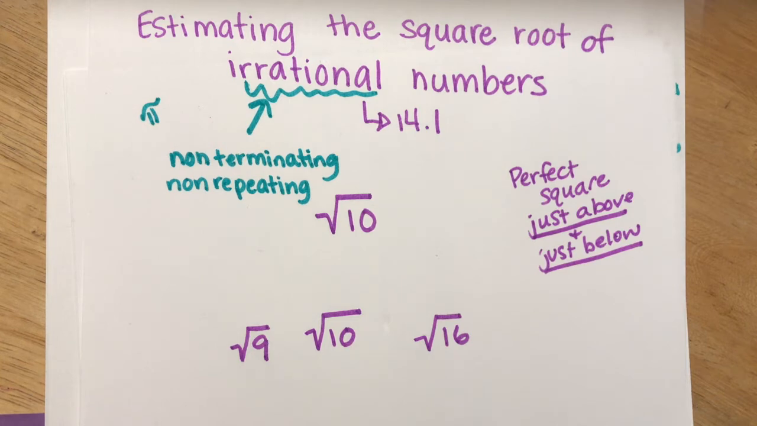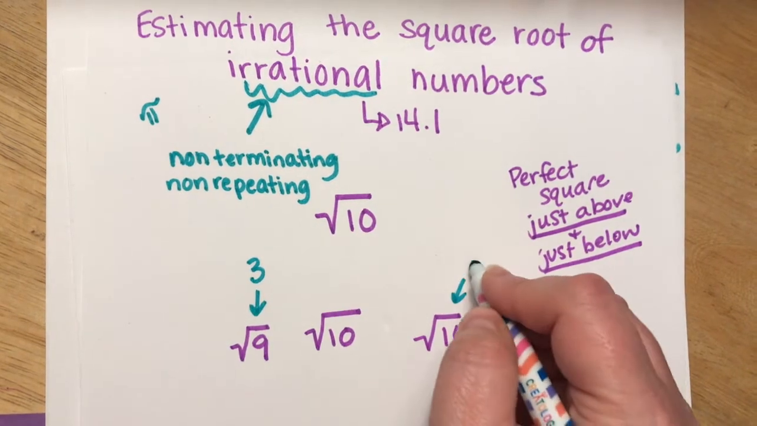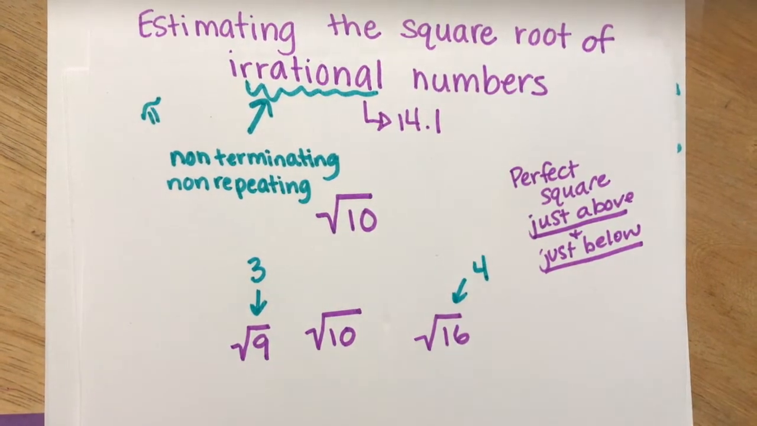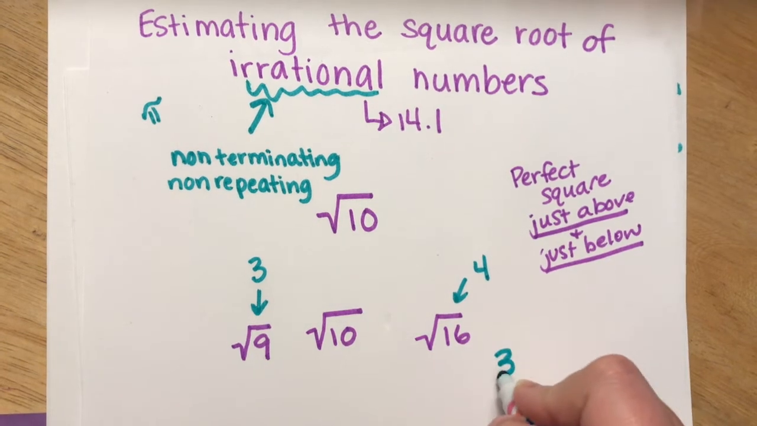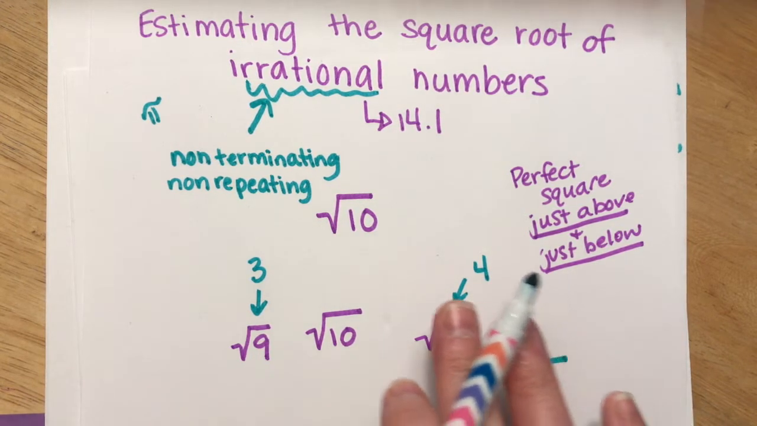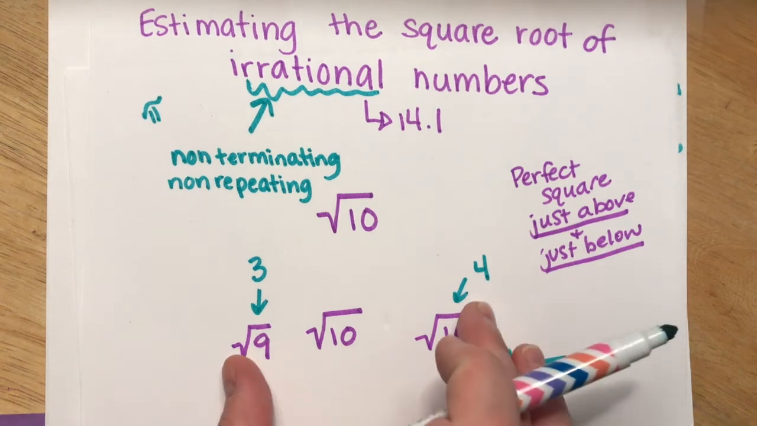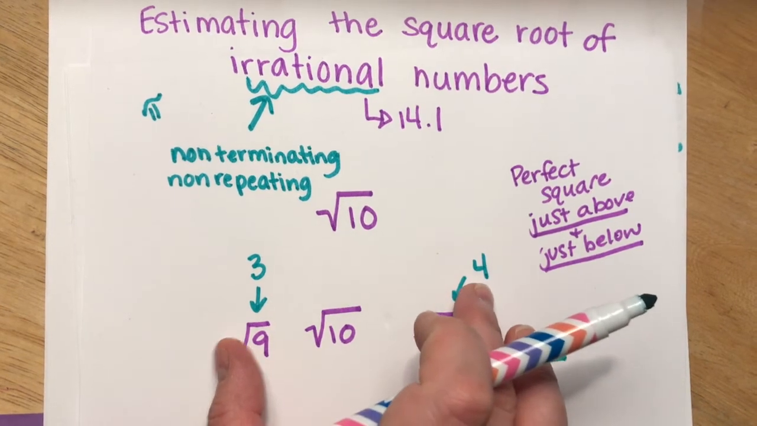But this equals 3, right? And this equals 4. And so if we're estimating the value of this, we know that it's got to be between 3 and 4. And so it's going to start with a 3. So it's going to be 3 point something. We don't know what that something is yet, but it can't be 4 point something because that would be higher than it. And so if it's between these two numbers, we know it has to start with a 3, right?